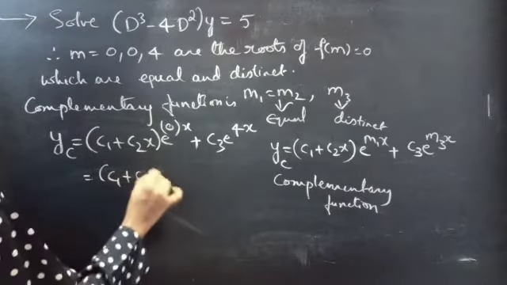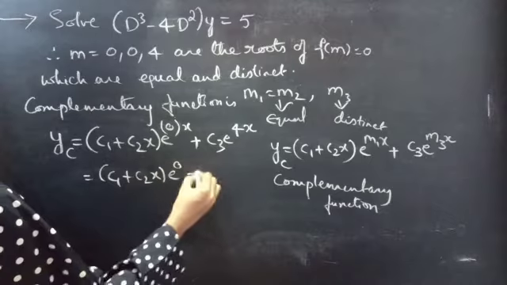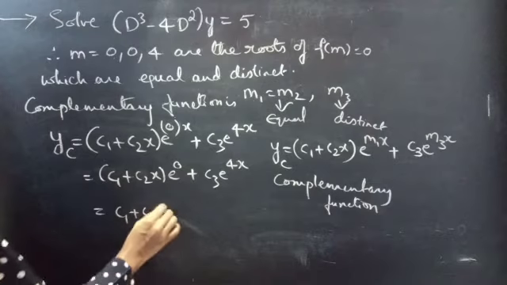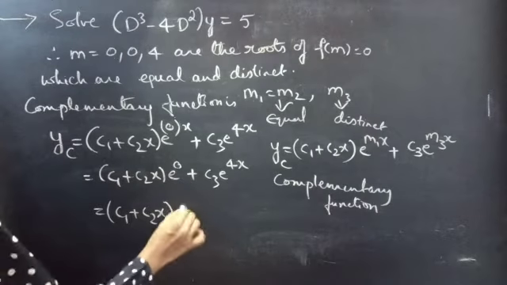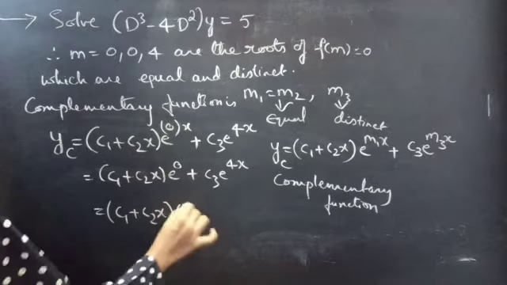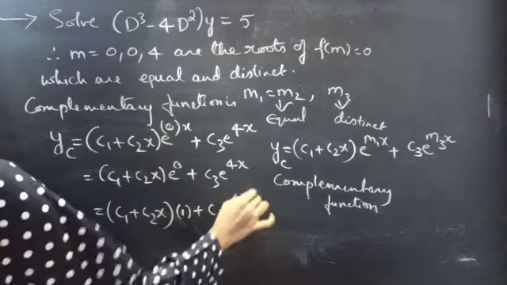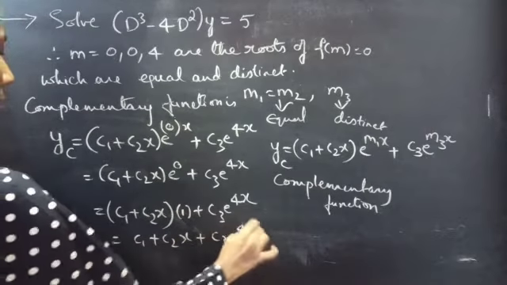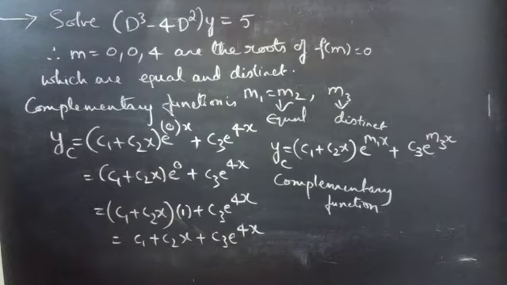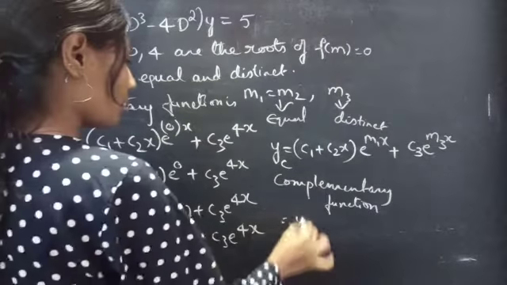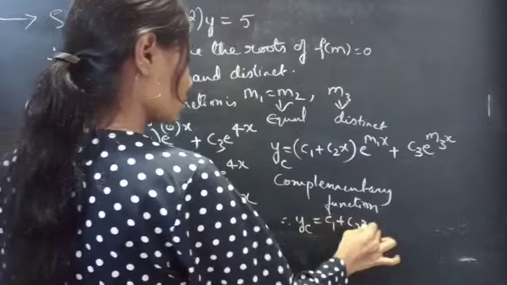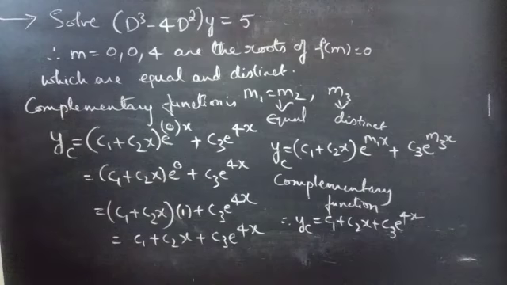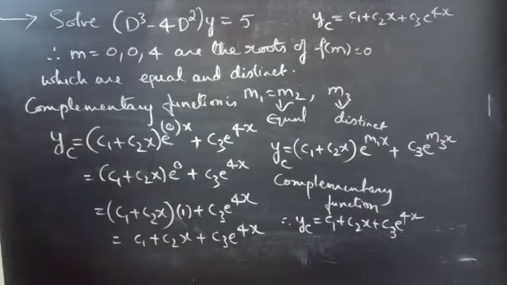(c1 plus c2x) into e power 0 into x is 0, plus c3 e power 4x, which equals (c1 plus c2x) into, since e power 0 is 1, you will get, plus c3 e power 4x, which equals c1 plus c2x plus c3 e power 4x. Therefore, the complementary function is y equals c1 plus c2x plus c3 e power 4x, right? Now let's find the particular integral.